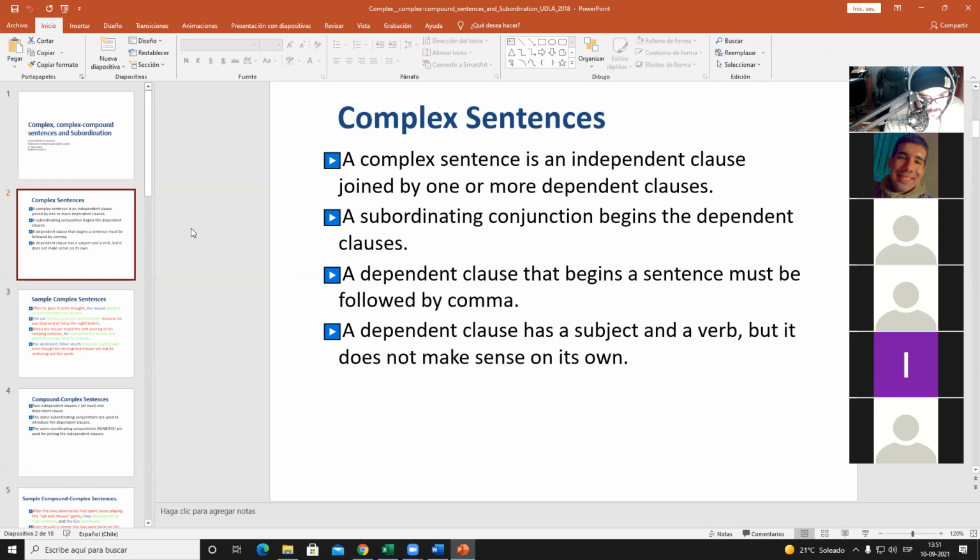And finally, a dependent clause has a subject and a verb, but it doesn't make sense on its own. And we know that.